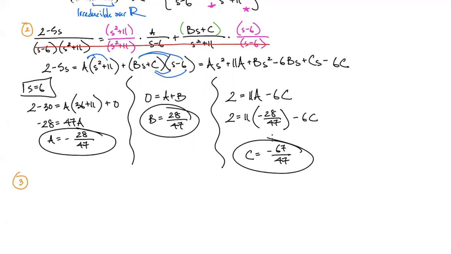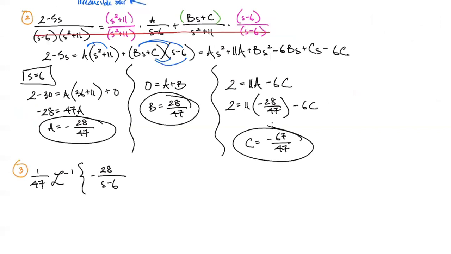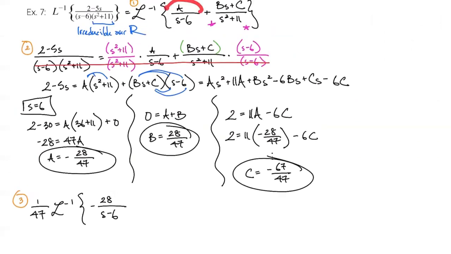And so in this third step, I'm going to end up with 1 over 47, the inverse Laplace of, let's see, negative 28 over s minus 6. That was my first one. So this was my A over s minus 6. There it is.